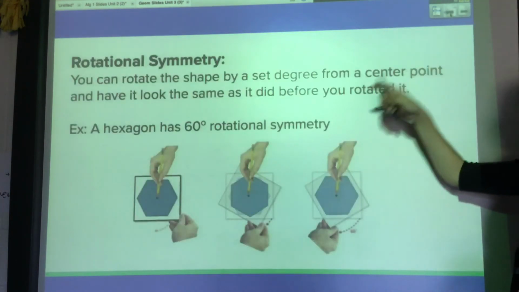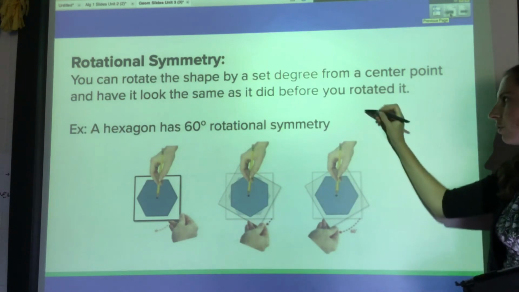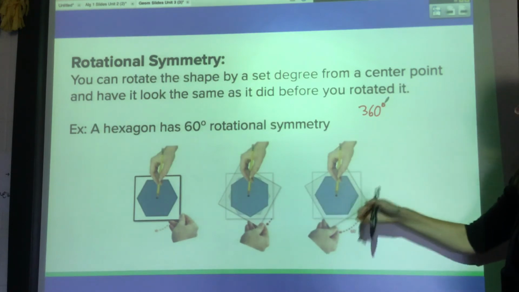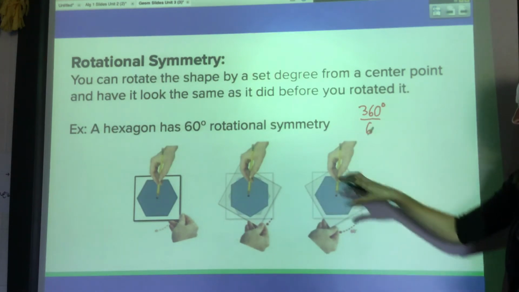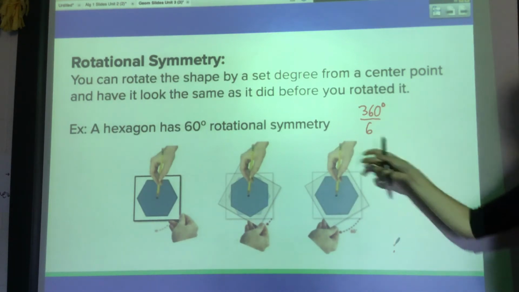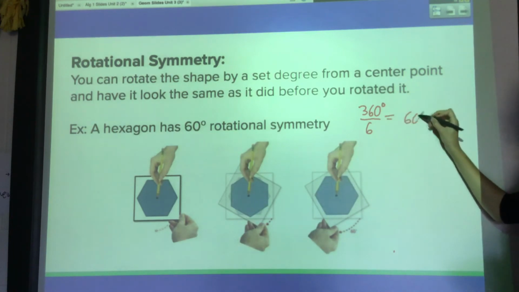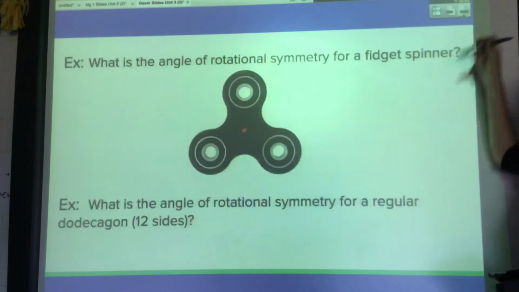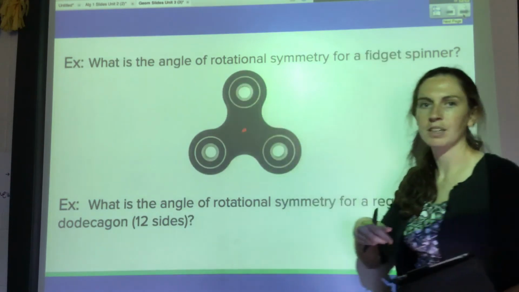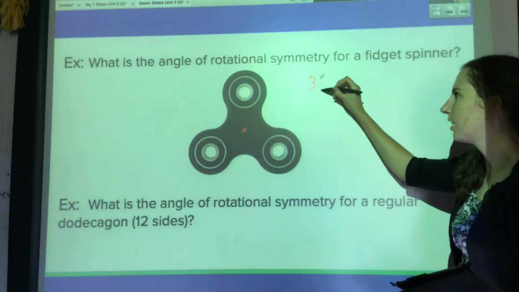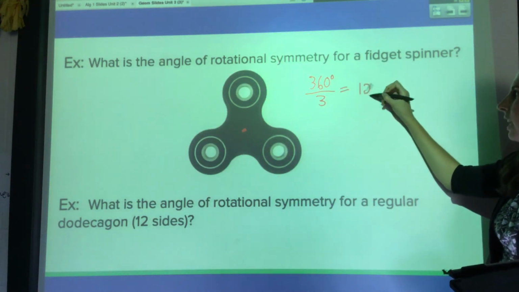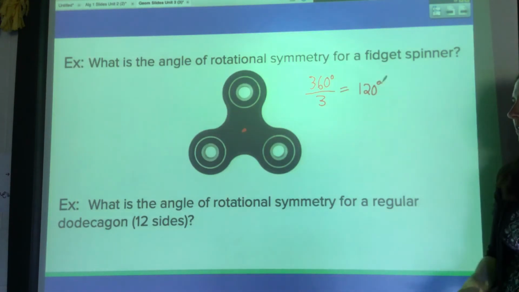Basically, let's think about how we came up with 60 for the hexagon. You have 360 degrees total, and with a hexagon, since there are 6 vertices, you could do it 6 times. You could rotate it 6 different times. So take those 360 total degrees, divide it by the 6 turns that we could make, and you get 60 degrees. Same thing with this problem here. If I have a fidget spinner, I could spin it 1, 2, 3 times to get back to the original. So take your 360 total degrees, divide it by those 3 turns, and that means each turn is 120 degrees.